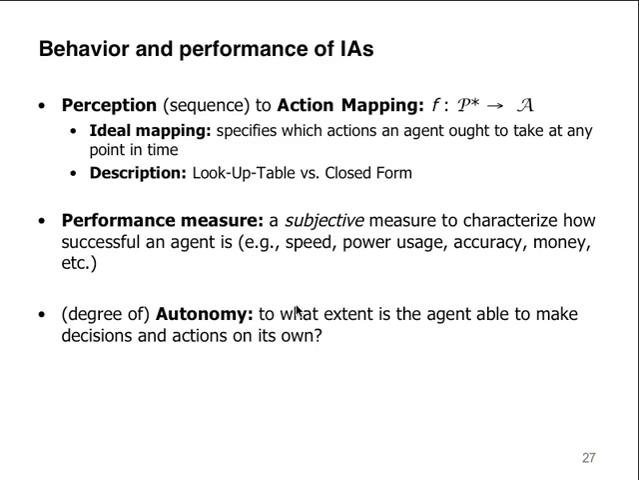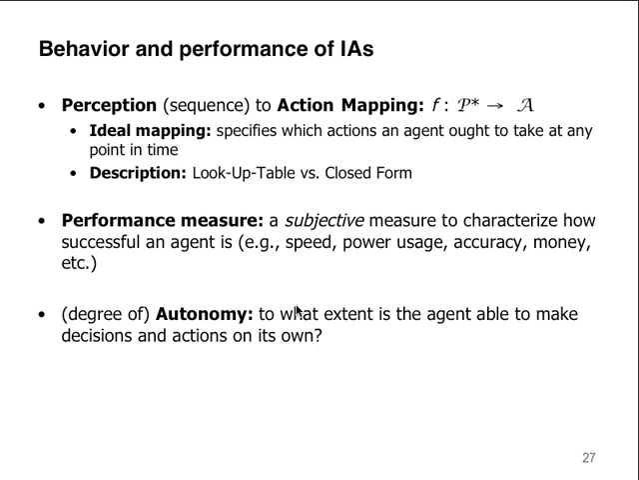And then we have the performance measure, which is subjective. So you measure to characterize how successful the agent is. If the agent is successful, then you keep it going. Otherwise, you make it learn, or you modify the agent behavior to make it more successful. So speed, power usage, accuracy, money might all be associated with that.